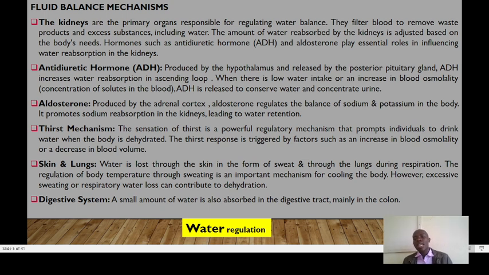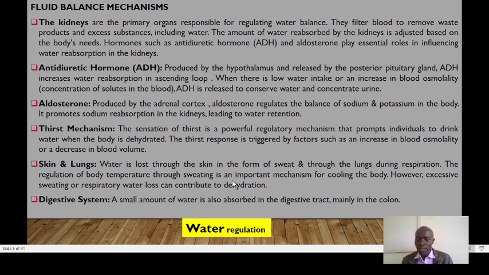If we start by looking at the ADH, the antidiuretic hormone, okay, antidiuretic, so it's against loss of water. This one is normally produced by the hypothalamus and then released by the posterior pituitary gland. What ADH does is increase water reabsorption in the ascending loop. All right. So when there is low water intake or an increase in blood osmolarity, the ADH will be released to conserve more water and concentrate the urine.